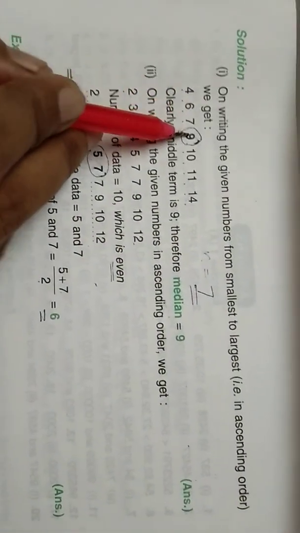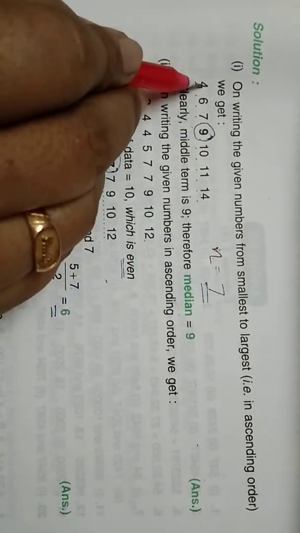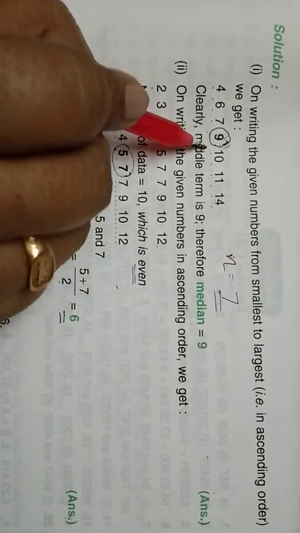Look here. Here is given 4, 6, 7, 9, 10, 11 and 14. Here is an odd number: 1, 2, 3, 4, 5, 6, 7 is n. The number of data is 7. So the middle term is the fourth one, that is 9, which is the median.